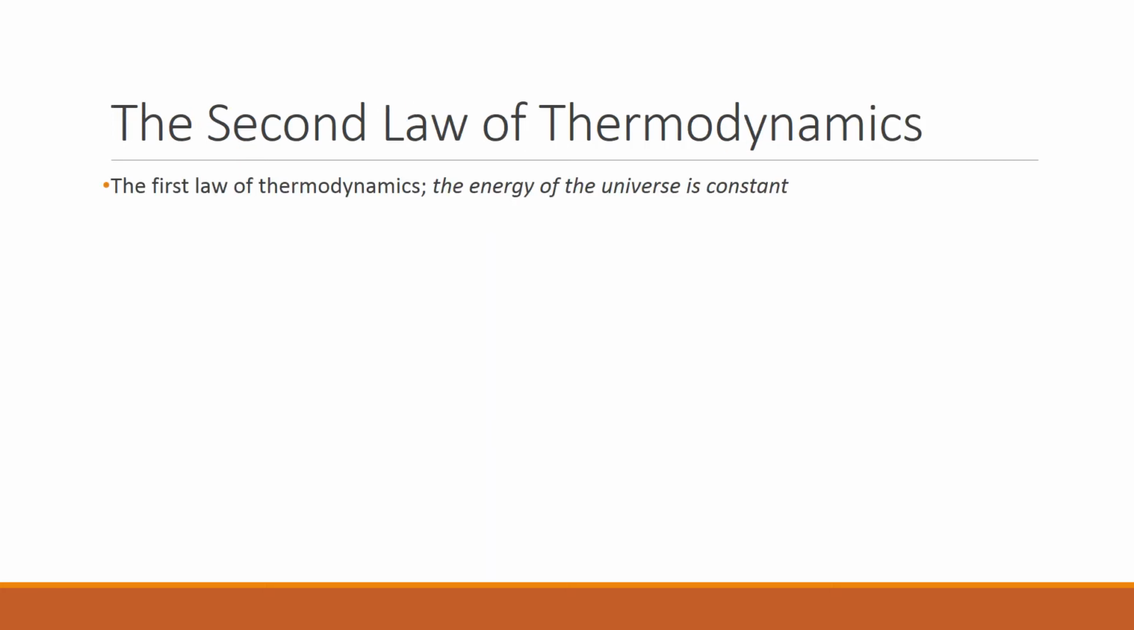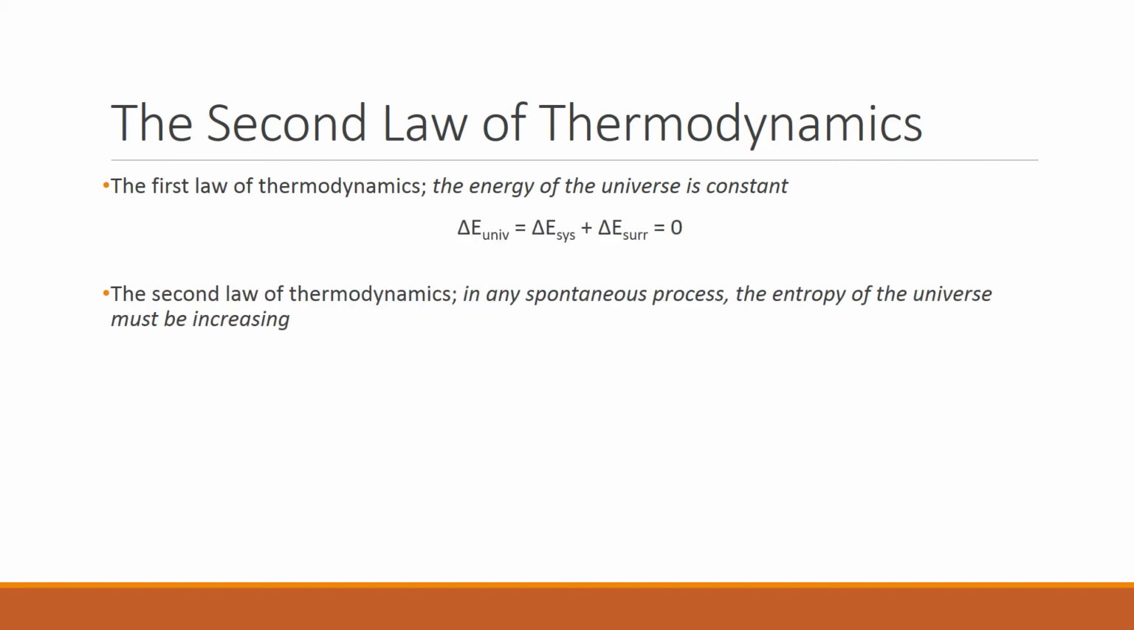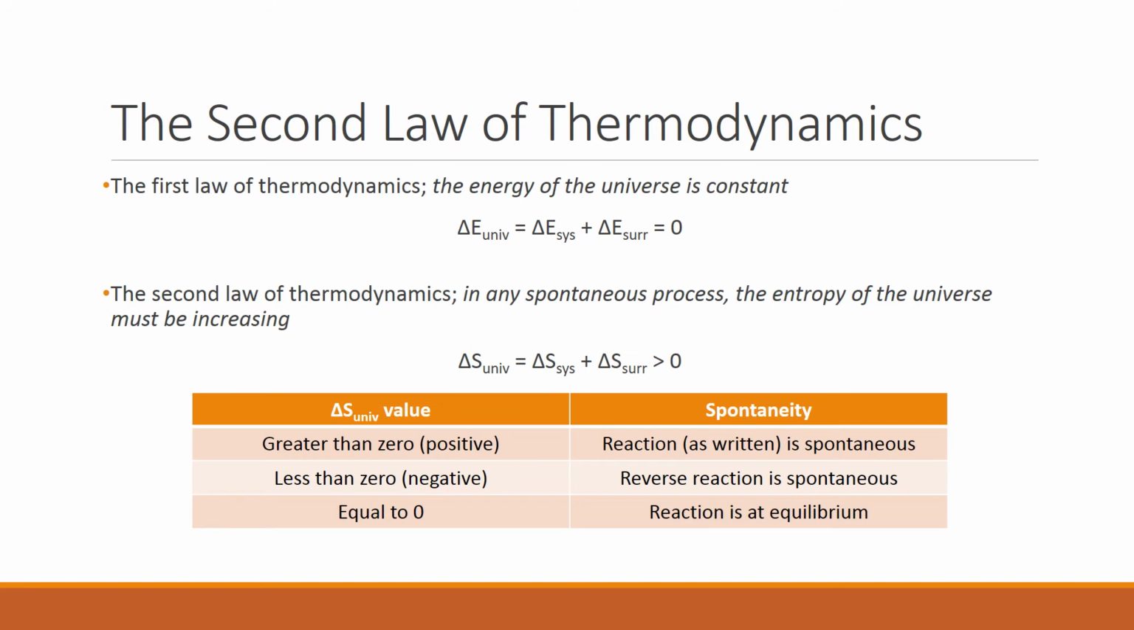This comes to the second law of thermodynamics. The first law of thermodynamics was this: the energy of the universe is constant. We can say that a bunch of different ways. We can say that energy cannot be created or destroyed, or we can say the energy of the universe is constant. However, entropy is different. In any spontaneous process, the entropy of the universe must be increasing. That looks like this. The delta S of the universe is equal to the sum of the delta S of the system and the delta S of the surroundings, which must be greater than 0.